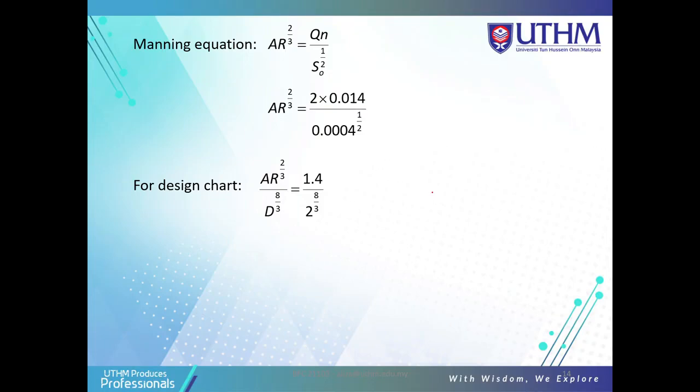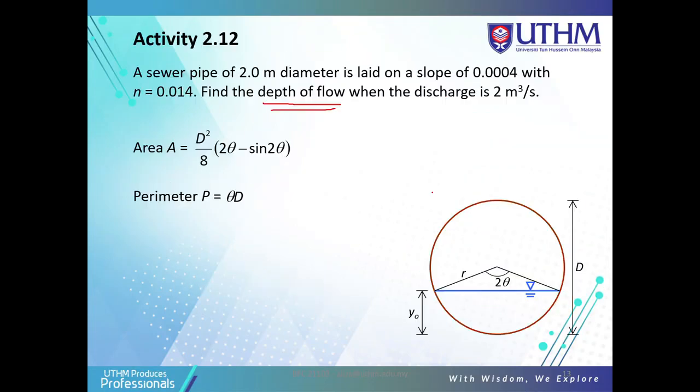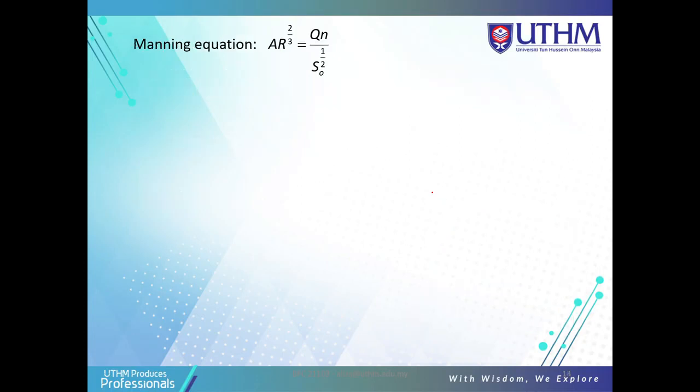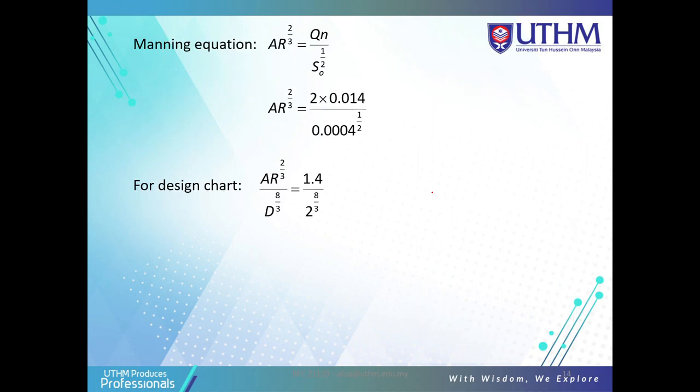Because in this question it is not mentioned which method you use. If in the question the design chart is given, then you must use the design chart. But if not mentioned, you can use trial and error, or you can use the graphical method, and also you can use the design chart. In this case, activity 2.12, maybe they give you the design chart, so let's use the design chart here.